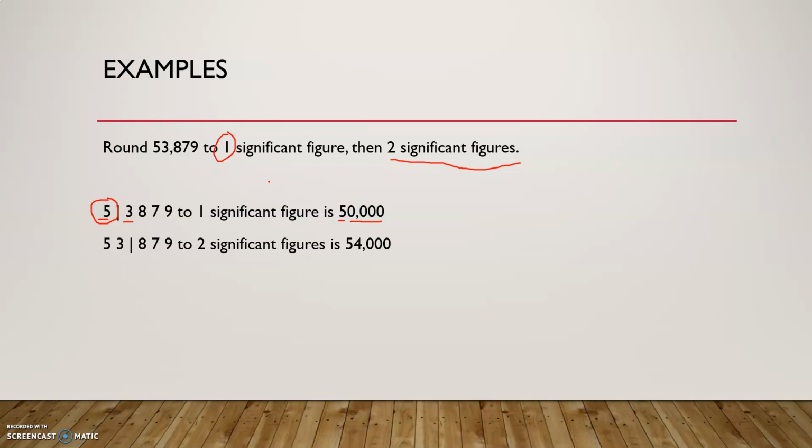Now two significant figures. So we're looking at these two figures, which is 53. So we draw a vertical line. Then we need to look at the next digit after the vertical line, which is 8, which is more than 5. Hence we need to increase the previous digit by 1. Hence we go 54 and then make the rest of the number zeros. So we go 54,000, which is our answer.